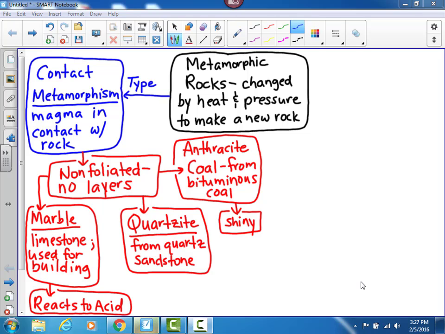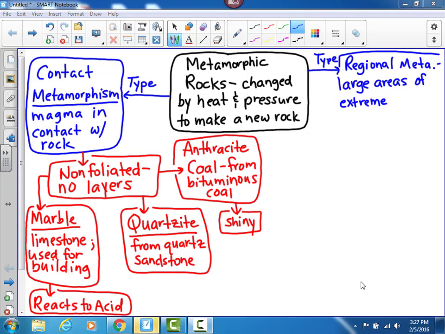The other kind of metamorphism is called regional metamorphism. And we'll abbreviate there because we're running out of space. Regional metamorphism is where you have large areas that are exposed to extreme temperatures and pressures. This might be from the movement of Earth's tectonic plates, which we'll talk about in the next chapter. Regional metamorphism is going to cover a much larger area than contact metamorphism. So large areas of extreme pressure and temperature.